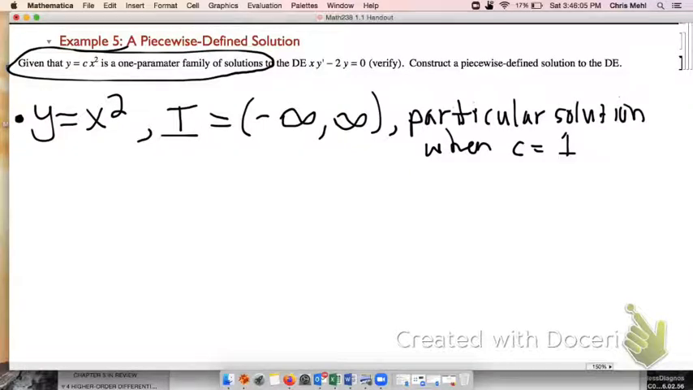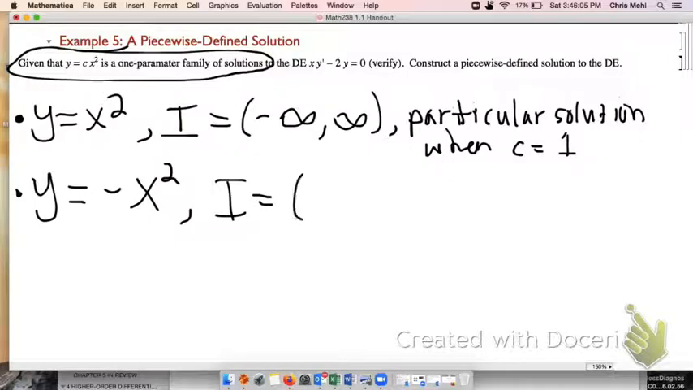Okay, you could choose another one. So y equals x squared, that's a parabola opening upward from the origin, right? Another particular solution would be minus x squared on the same interval. Again, make sure you verify that the family y equals cx squared satisfies the differential equation xy prime minus 2y equals 0. For that one, you could find y prime, and then substitute y and y prime into the left side of the differential equation. If you can show that it equals 0, it is a solution, in this case a family of solutions.